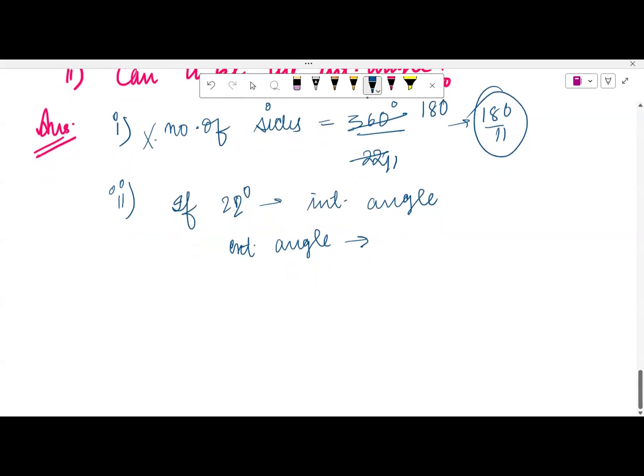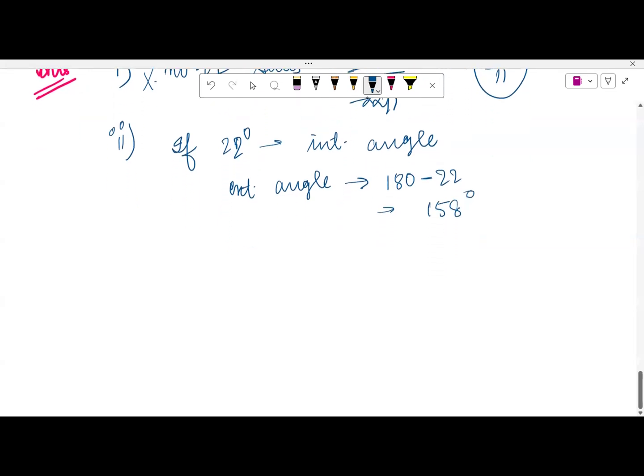Tell me what will be the exterior angle? 180 minus 22 degrees, which is 158. So now if the exterior angle is 158, then what will be the number of sides?